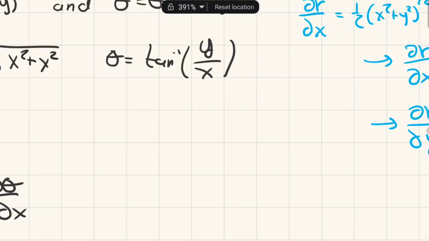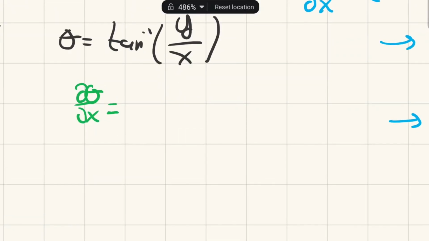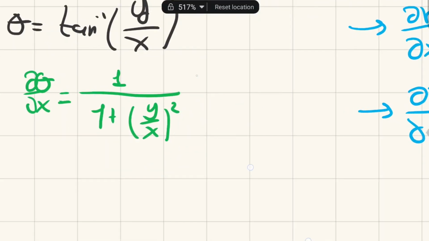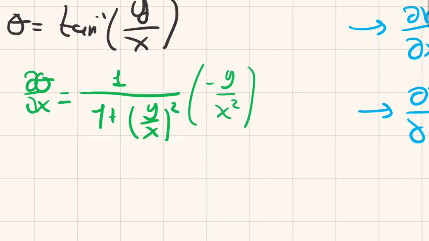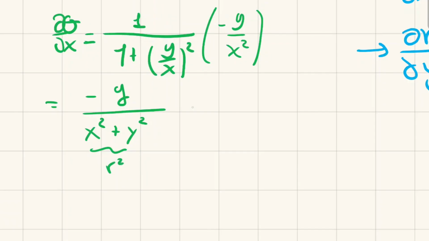Then we are interested in calculating the derivative of theta with respect to y and with respect to x. So the derivative of theta with respect to x is going to be, looking that we have an inverse tangent, we are going to use the famous formula, which is 1 divided by 1 plus (y divided by x) squared, and then times the derivative of the argument with respect to x. So that will be minus y divided by x squared. And then if we multiply this x squared by this denominator, we will get minus y divided by x squared plus y squared. And this is r squared, right? So this is minus y divided by r squared.